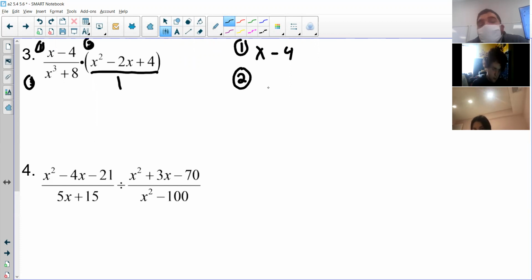I want everyone to try number 2, though, by themselves. x squared minus 2x plus 4. Simplify that as much as possible. I'll give you 30 seconds. You got it. It's only 1 piece. Just what multiplies to 4 and adds to -2.